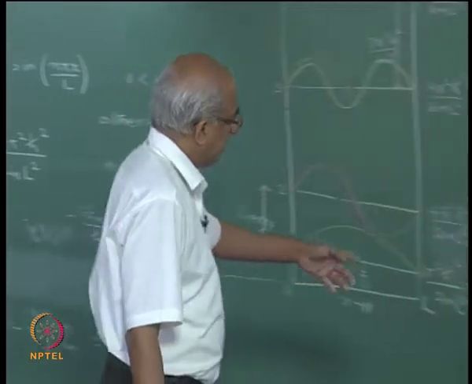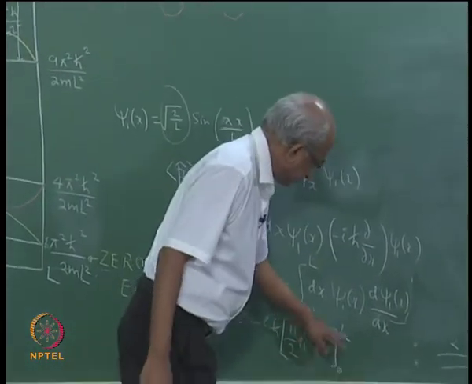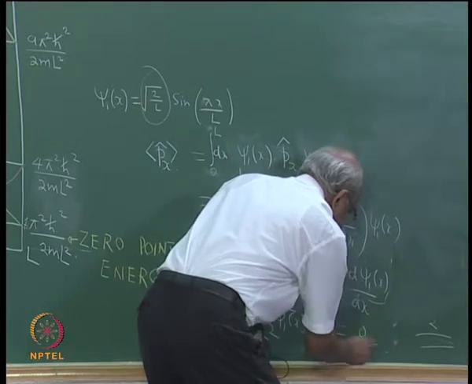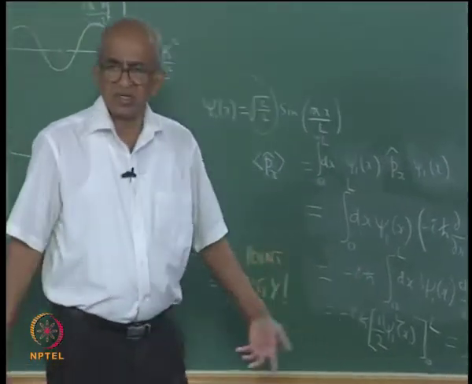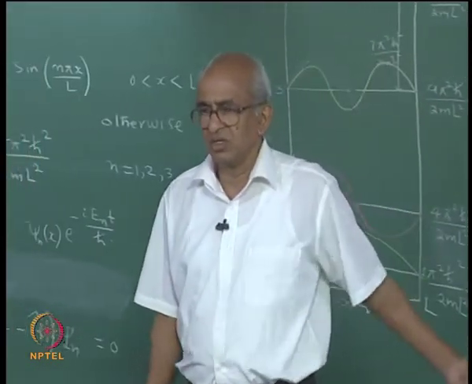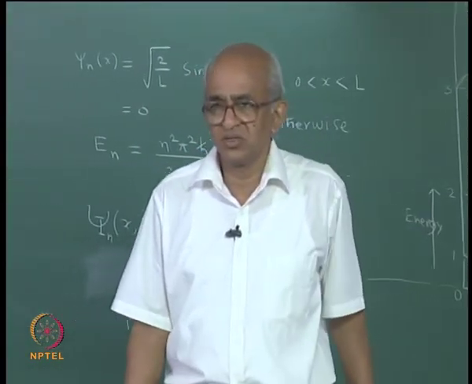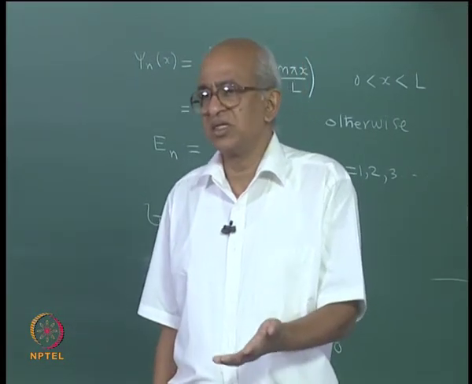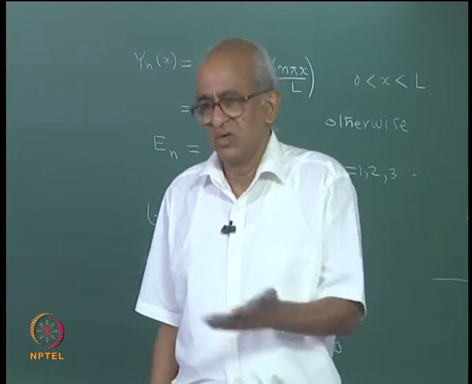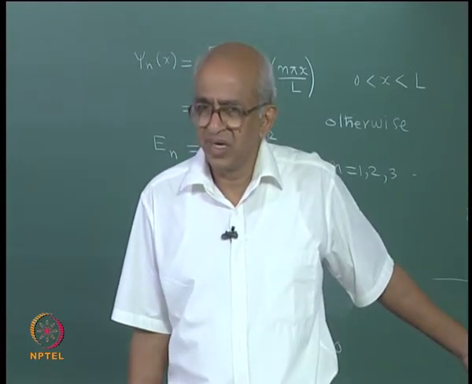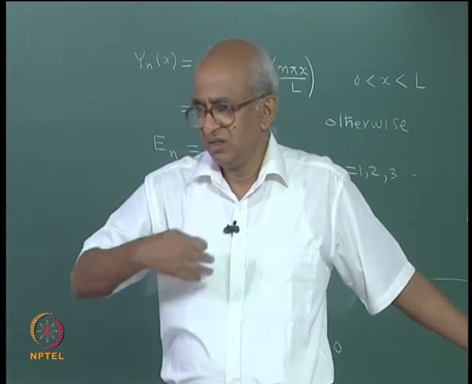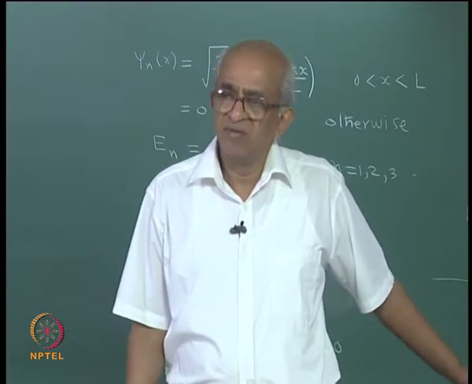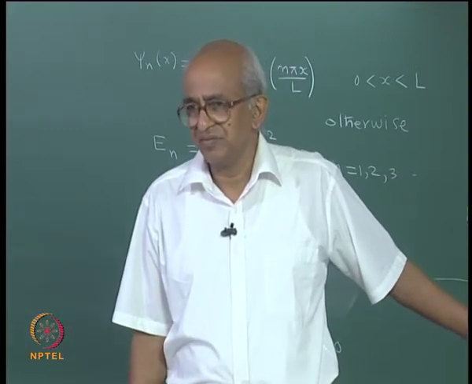So, at the boundaries the function psi 1 of x is 0. Therefore, you get the entire answer to be 0, and you would realize that it does not matter whether it is the lowest possible state or the first excited state. You can have any value for the quantum number n, the same derivation can be done, and you will find that for all the states the average value of the momentum has to be 0.